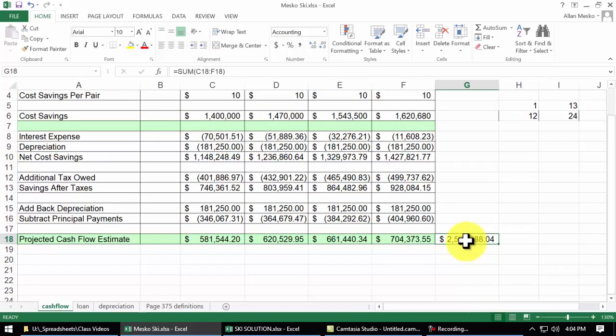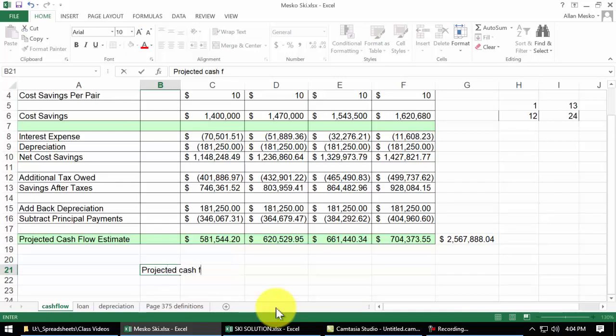We borrowed $1.5 million, so we might say something like projected cash flow of this amount is greater than investment of 1.5 million. And we're supposed to highlight that in blue.